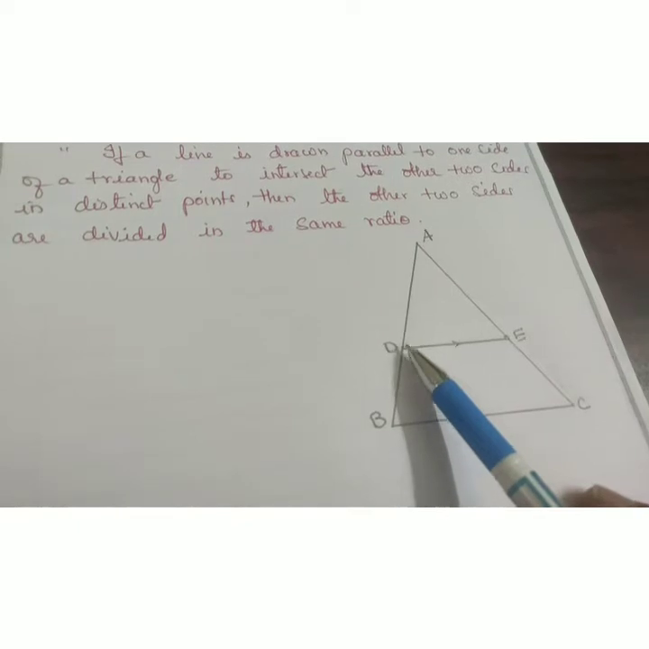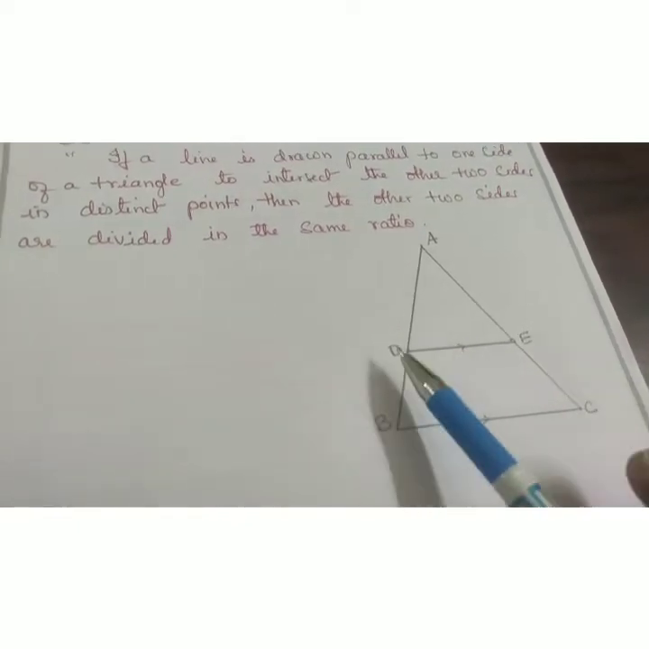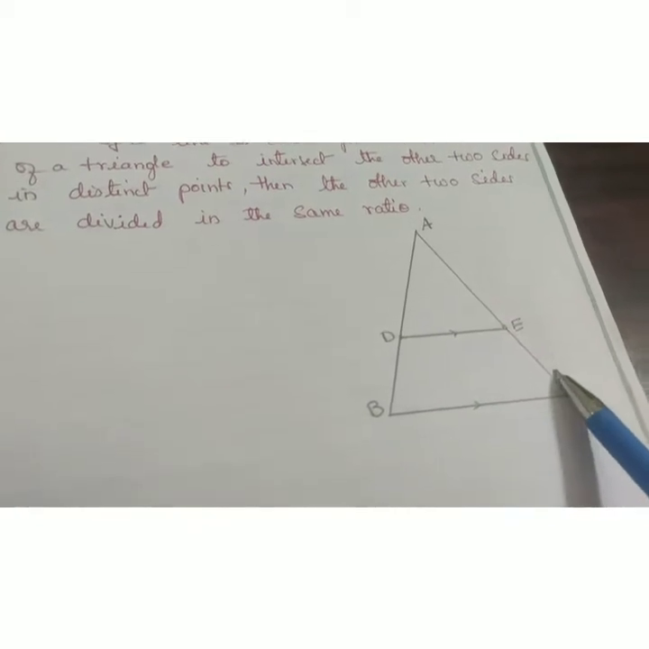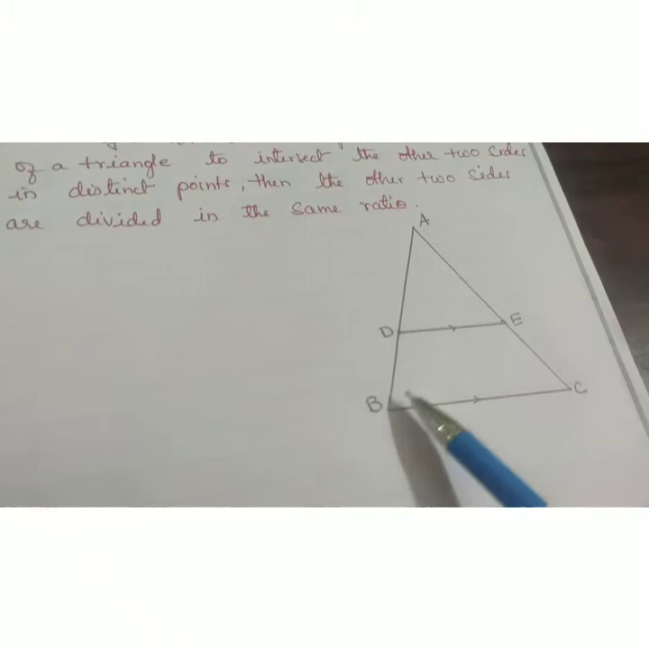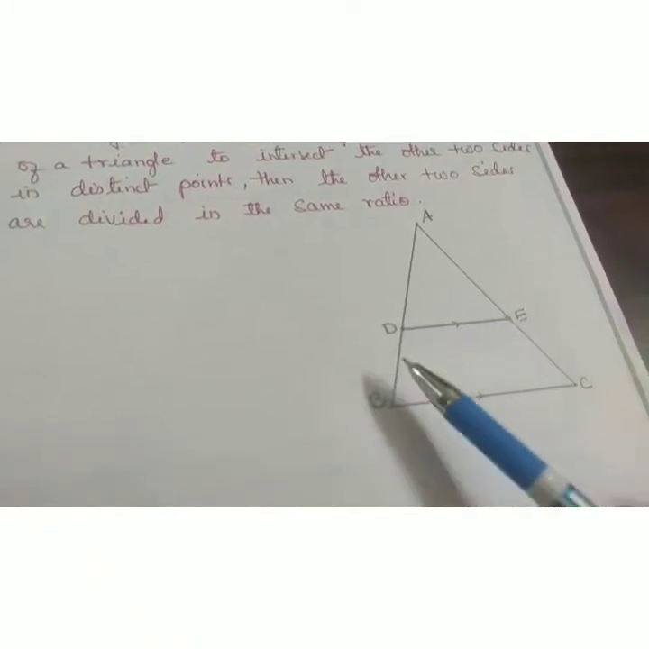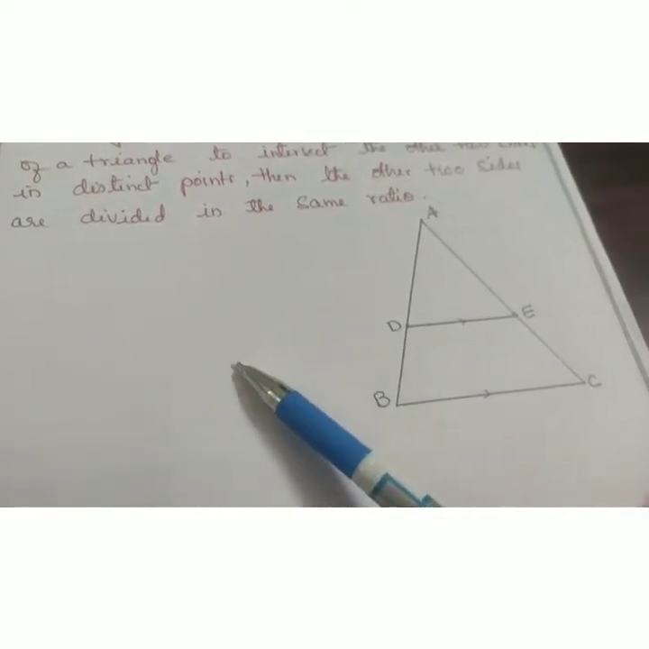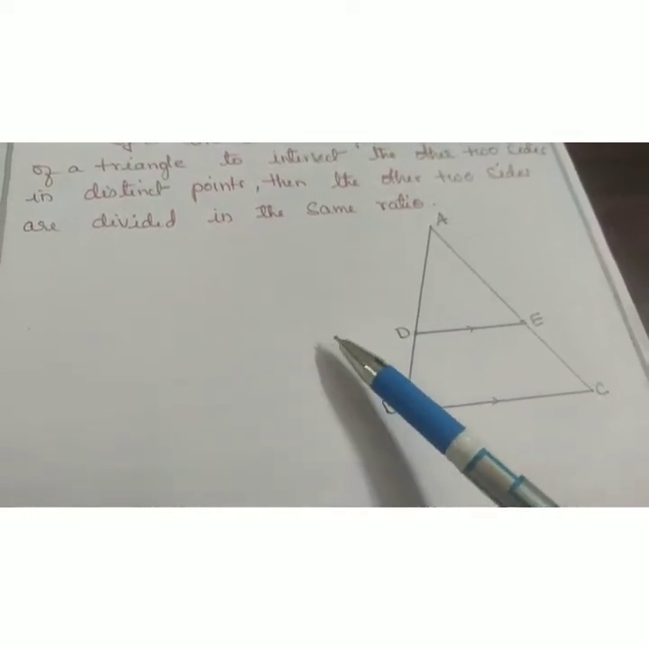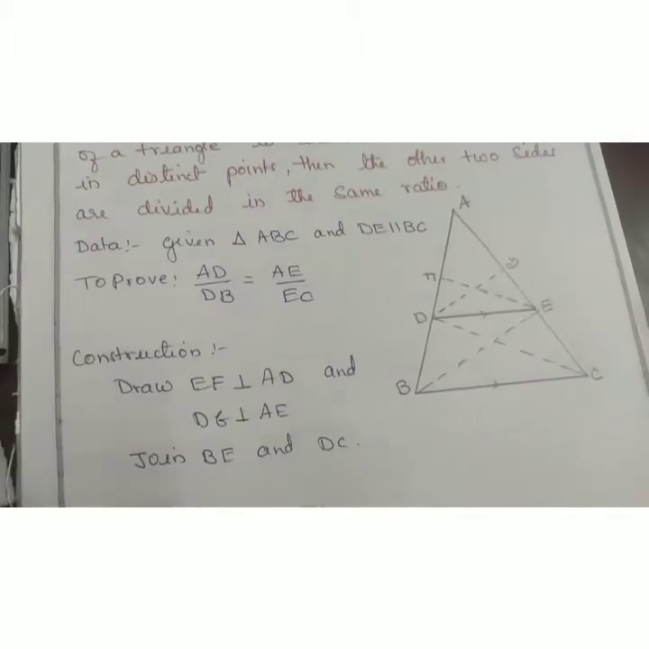Similarly, we have to draw DG perpendicular to AE or AC, DG perpendicular to AC. Similarly, we need to join the sides BE and DC. So this construction, let us write. First let us write the given data and what is to be proved. Then we will write the construction and then we will write the proof.